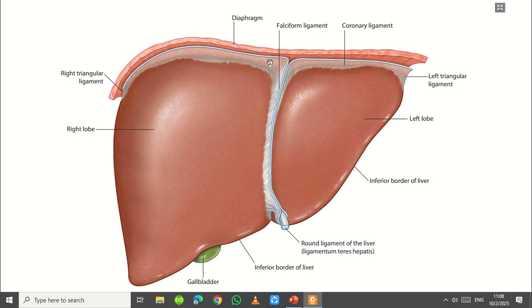And then the right coronary ligament is going to be divided into anterior and posterior, and they are going to meet and form the right triangular ligament here, right? So there is a space between the anterior and posterior right coronary ligament. Mostly, that is what we call the bare surface of the liver.